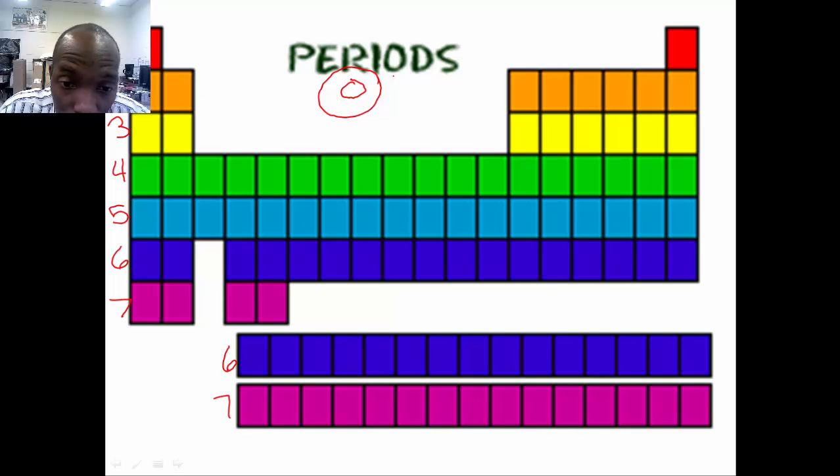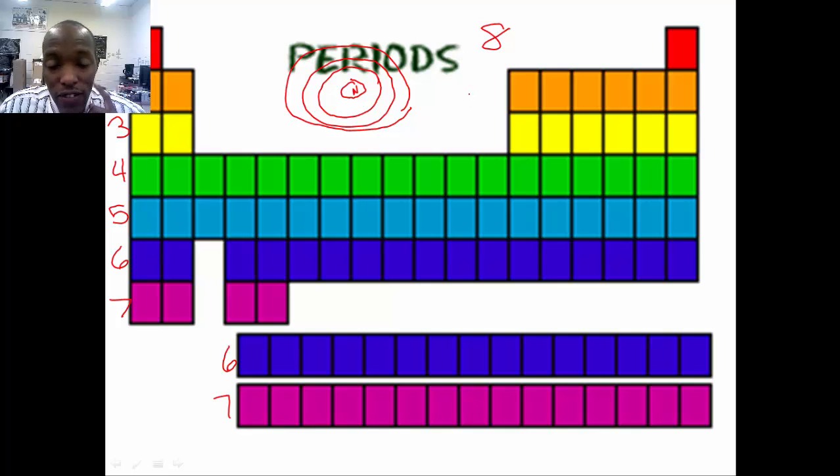All the elements in period 2 have 2 orbits. All the elements in period 3 have 3 orbits. Remember that this is our nucleus, so we have 1, 2, 3. This continues all the way down to 7, so you have up to 7 orbits. Everybody's last orbit should have 8. That's the magic number.